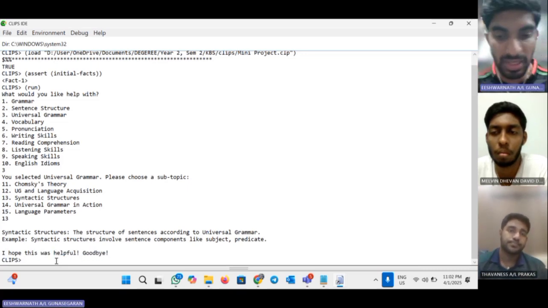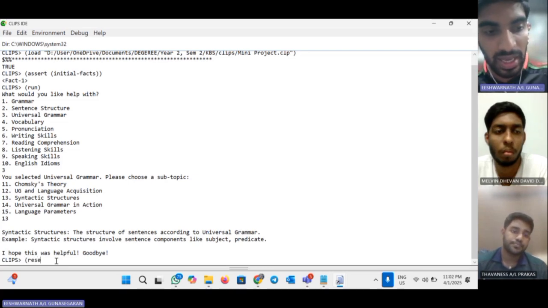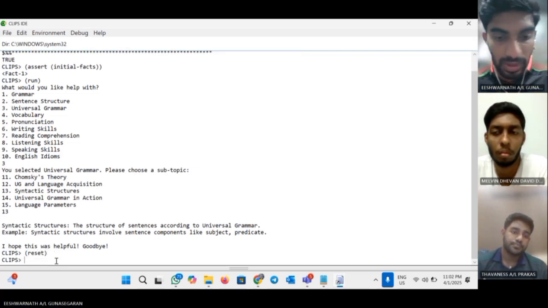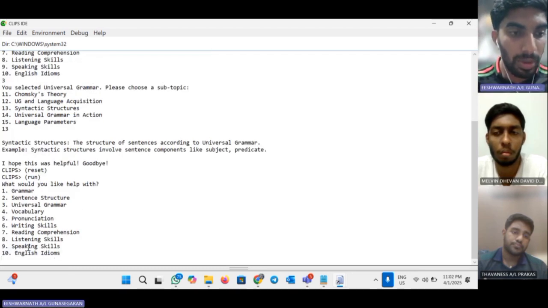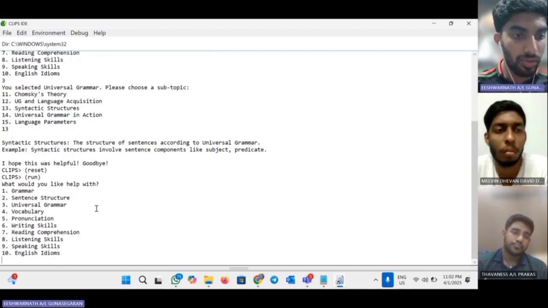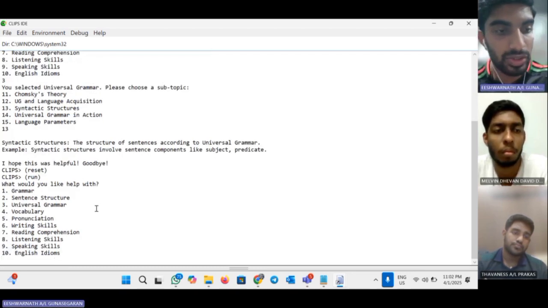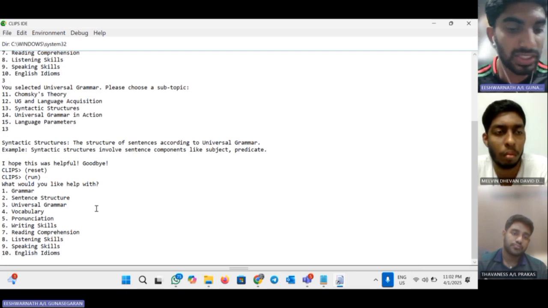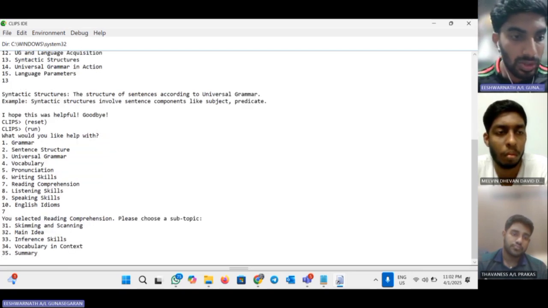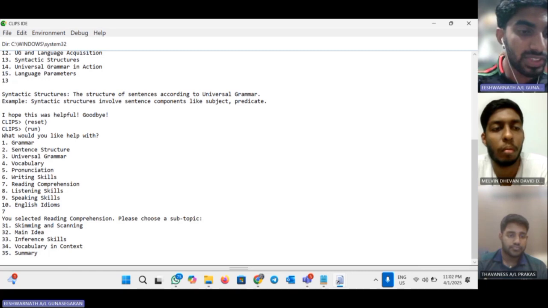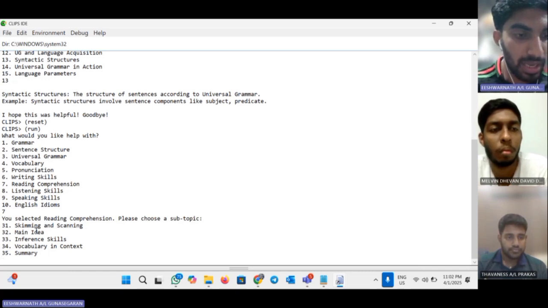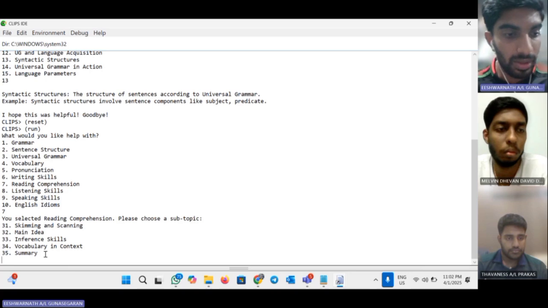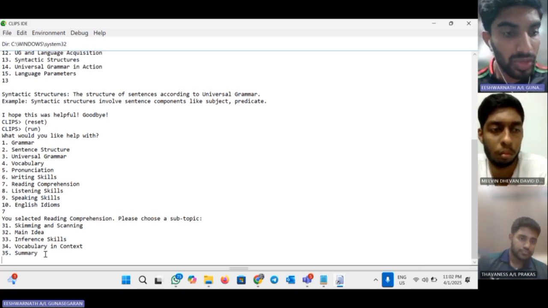If you want to test again, we have to reset and then run it back. It will come up with 10 choices again. From here, maybe I will select reading comprehension, which is choice 7. Under here, there are 5 subtopics, which are skimming and scanning, main idea, inference skills, vocabulary in context, and summary. Maybe I will select number 32, which is main idea.